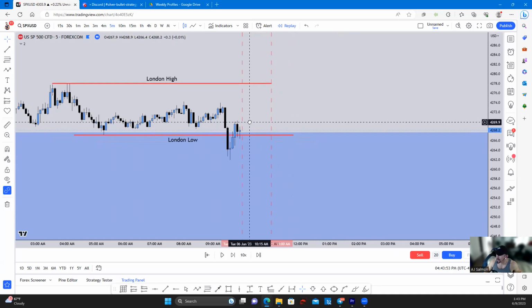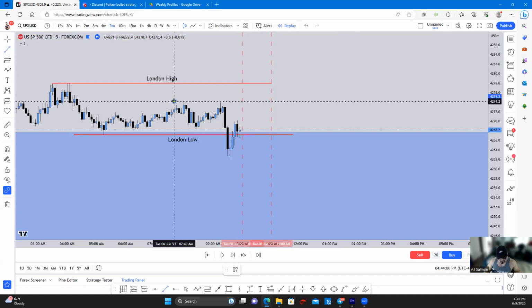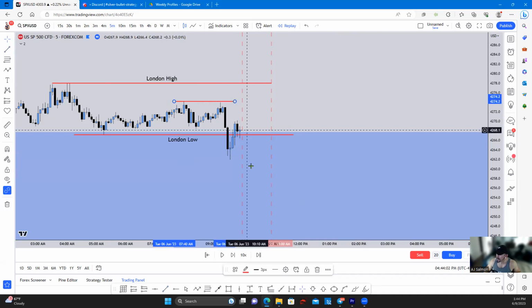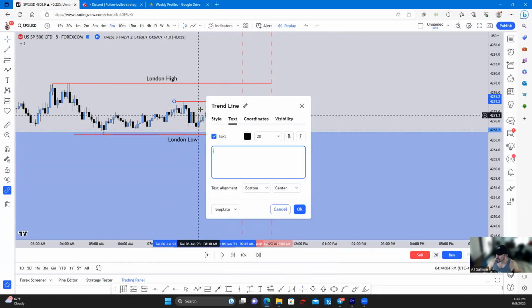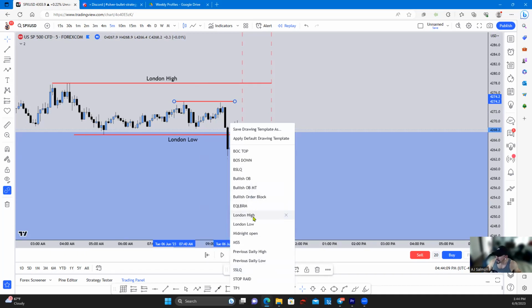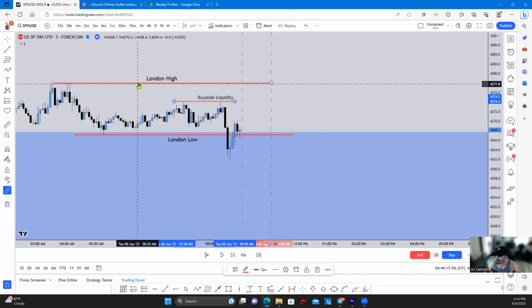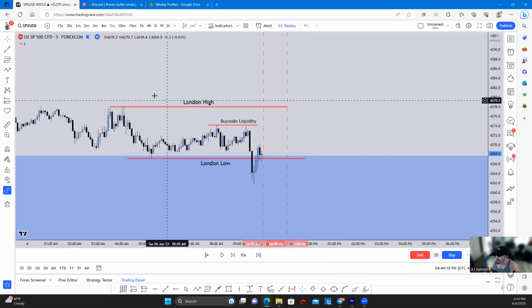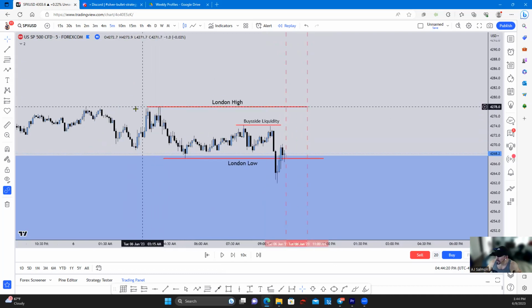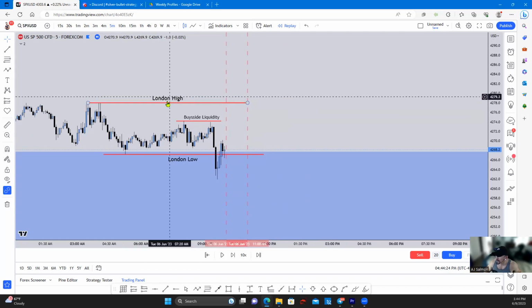So we could potentially run for the highs here. And again, if you see here, you have relatively equal highs. So this would be considered a form of internal liquidity because you are on a smaller time frame. So this is still buy side liquidity, but this is the 5-minute. And then your semi-external liquidity would be London high. See how we have equal highs there. So this is another form of buy side liquidity.